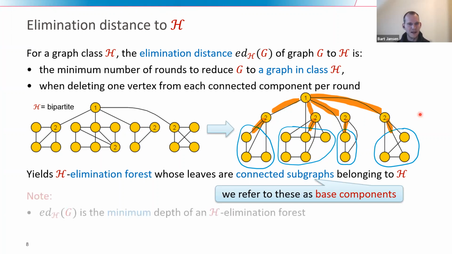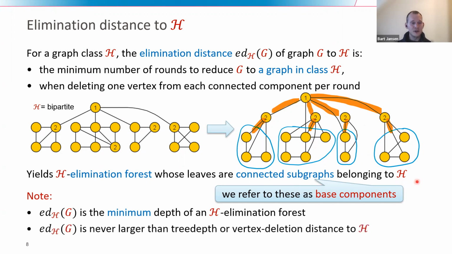And then the elimination distance of your graph until you get to graph class H is the minimum number of rounds, or equivalently, the minimum depth in a forest, which has as its leaves these connected components that belong to H. And as I alluded to earlier, this elimination distance is, on the one hand, never larger than treedepth of the graph, because in this process of defining it, we get to stop earlier. We can stop as soon as the graph belongs to our target graph class H.